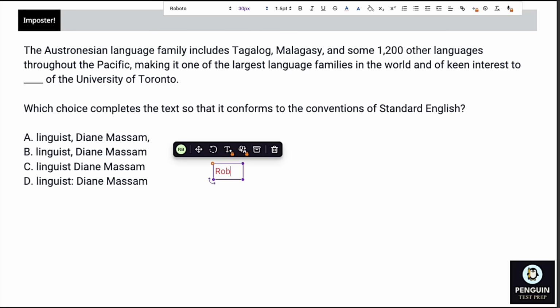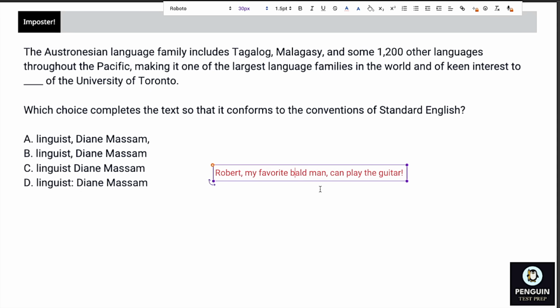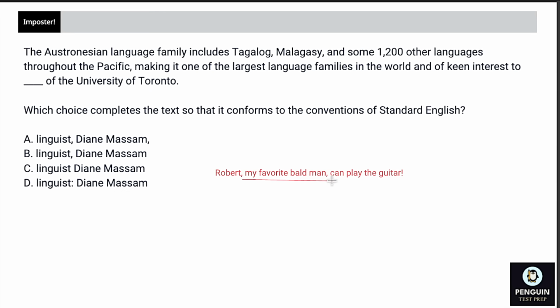If I said Robert, my favorite bald man, can play the guitar, we would have a missing A, first of all, and then we would have an appositive. My favorite bald man is an appositive that renames Robert. Basically, an appositive is something that renames or stands in for something else. Because I could instead say, my favorite bald man can play the guitar.